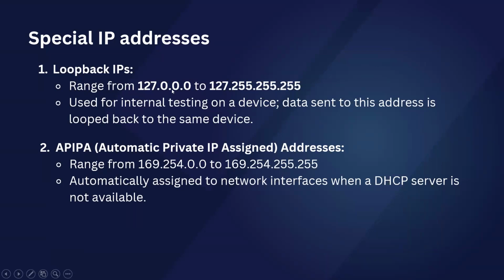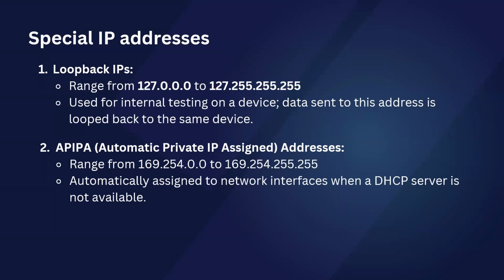Okay, ping to any of these IPs from the 127 dot range and it'll ping to your NIC card itself. If you're getting a response back, it means the NIC card is functioning properly. If you don't get a response, you have to replace that NIC card or get it repaired. Okay. And after that, there's the APIPA IP, automatic private IP assigned addresses.